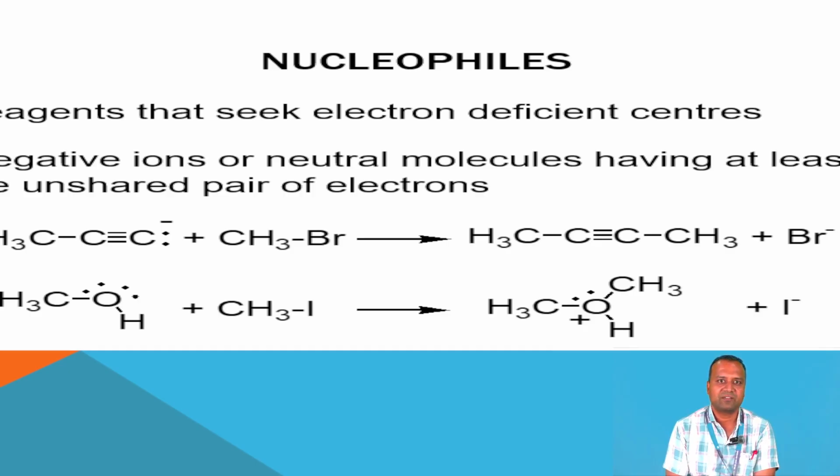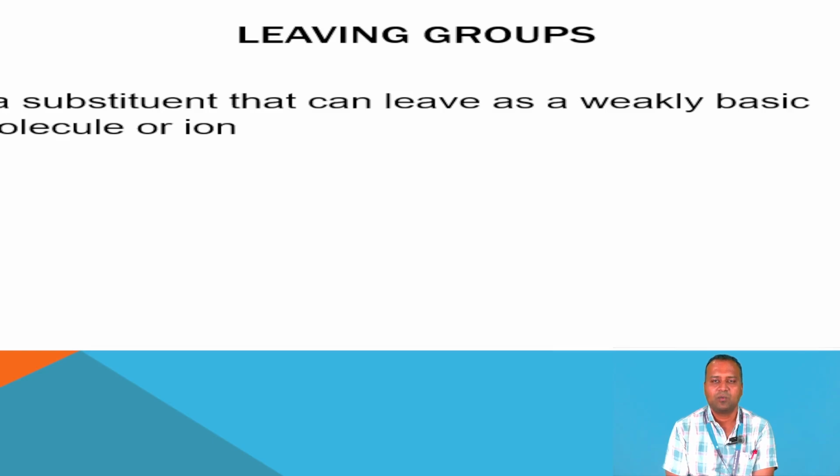Again a similar reaction is given below. CH3OH is methyl alcohol, again reacting with methyl iodide. Here on the alcohol, oxygen has a lone pair, so it also acts as a nucleophile. It will attack the methyl carbon, and iodine is a good leaving group, it will be displaced and we get the ether as the final product. Again this is a nucleophile, iodine is a leaving group. What are leaving groups? A substituent that can leave as a weakly basic molecule, or we can call it an ion.